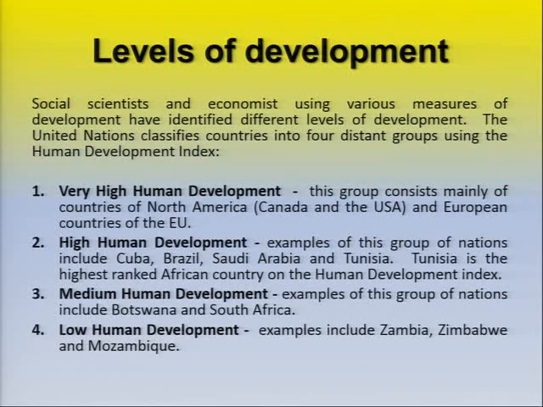And then you've got your medium Human Development Index. Examples of this group of nations include Botswana and South Africa. We are in the same category. We are in the medium Human Development Index. And in the low Human Development Index will be countries such as Zambia, Zimbabwe, and Mozambique. These are countries that are struggling with many, many challenges. Normally, they would be the developing or third world countries.